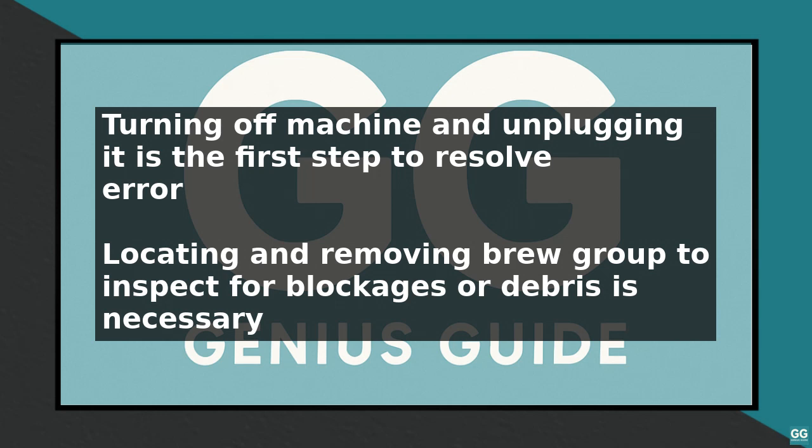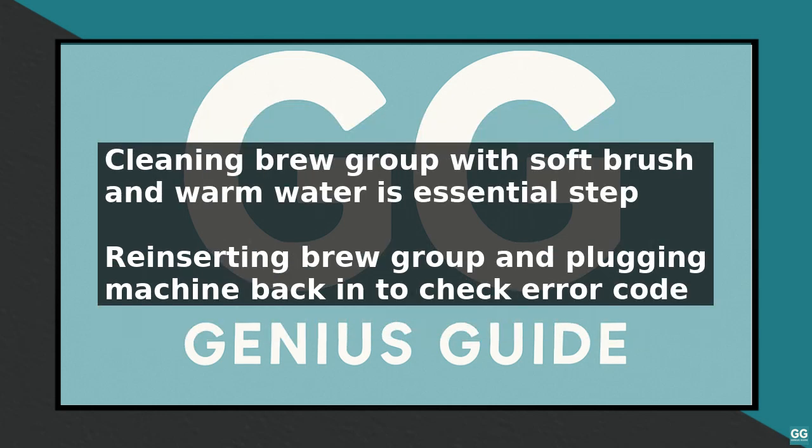Turn on the machine and check if the error code is still displayed. If the error persists, it may be necessary to descale the machine. Limescale buildup can cause problems with the brew group, so it is crucial to descale the machine regularly.